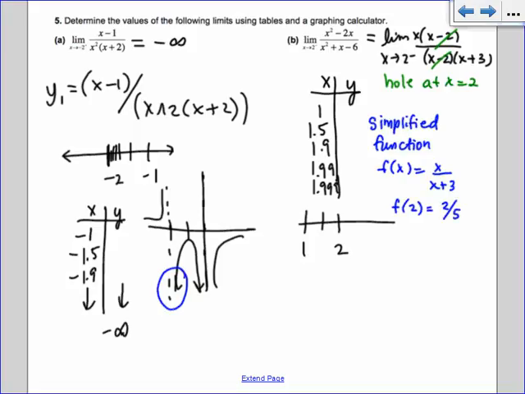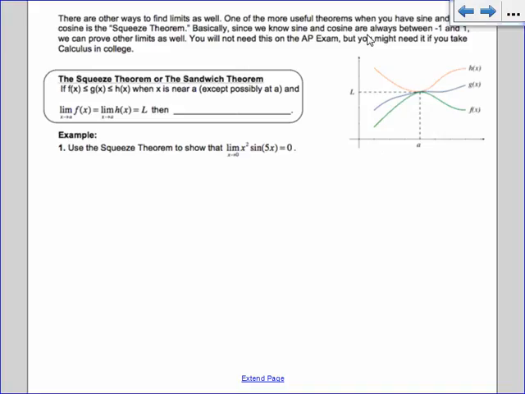Does that make sense? So there are ways to solve things like this algebraically without using a graph or a table, and we're going to learn that in the next section. There's going to be a lot of tricks for doing that. All right, and the last thing I want to talk about is the squeeze theorem.